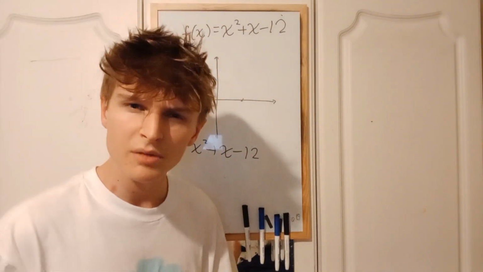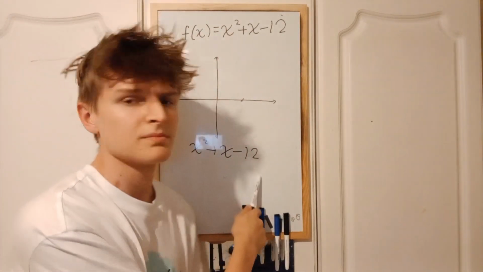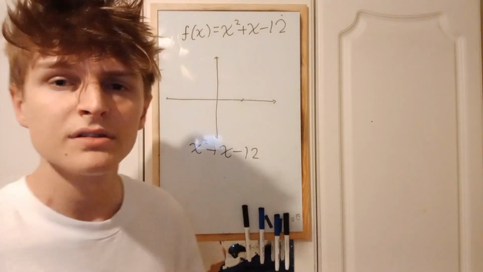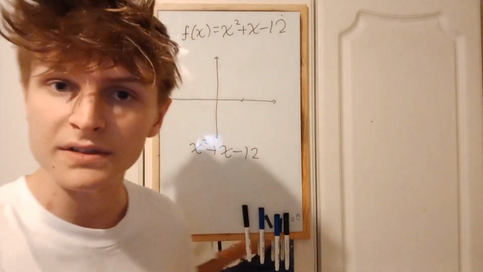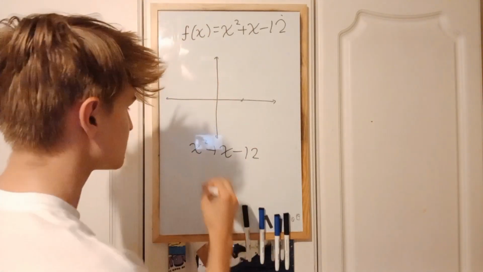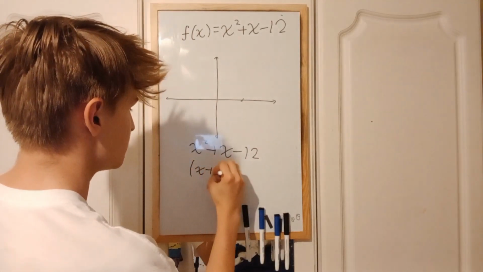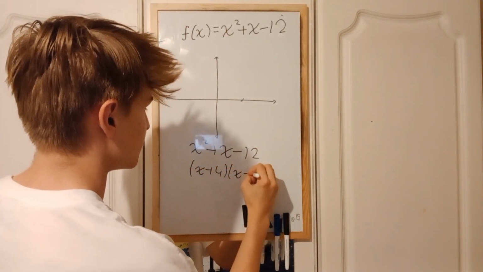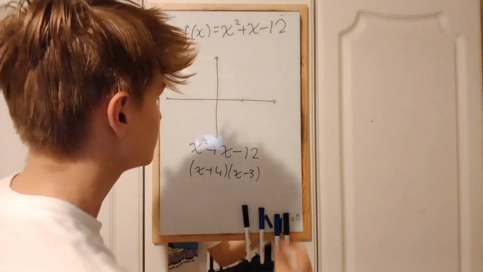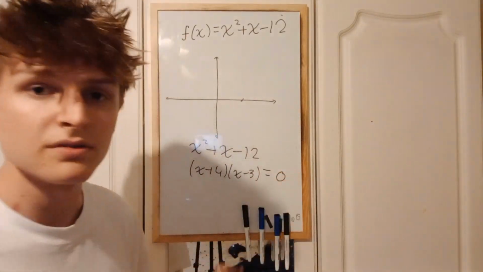So we need to think of 2 numbers that add to 1 and multiply to negative 12, and if you think for a second, you can get 4 and negative 3, right? You can check that that works. So we can break this into 2 factors, x plus 4 multiplied by x minus 3. This is the exact same function, just rewritten. We can set that equal to 0 and do the usual business.